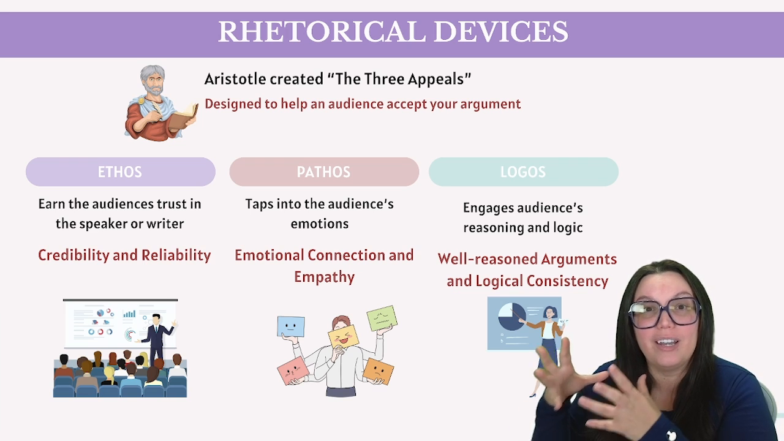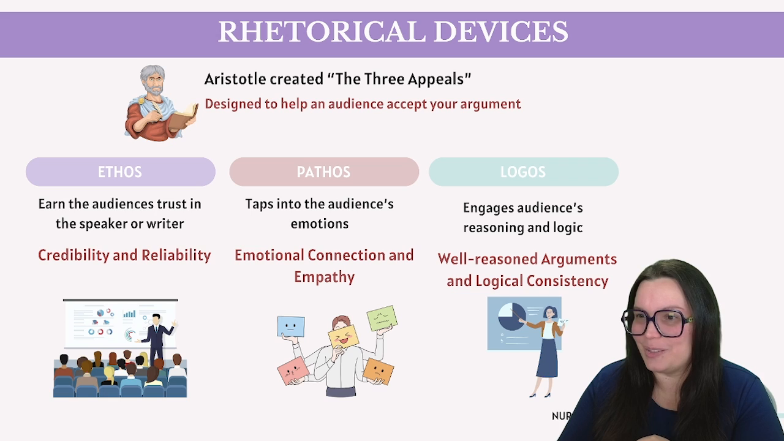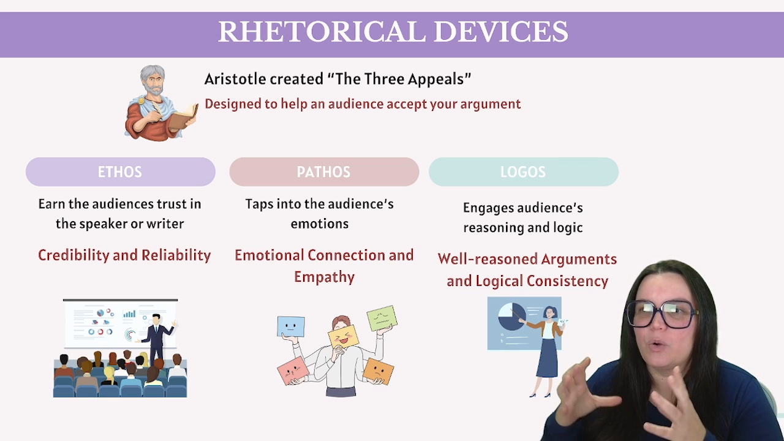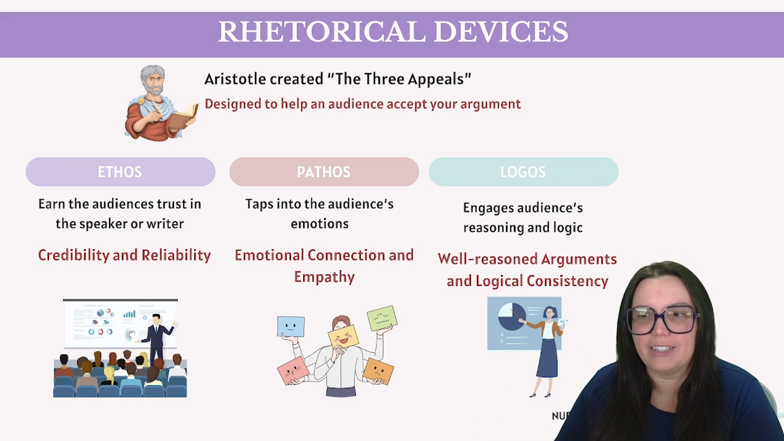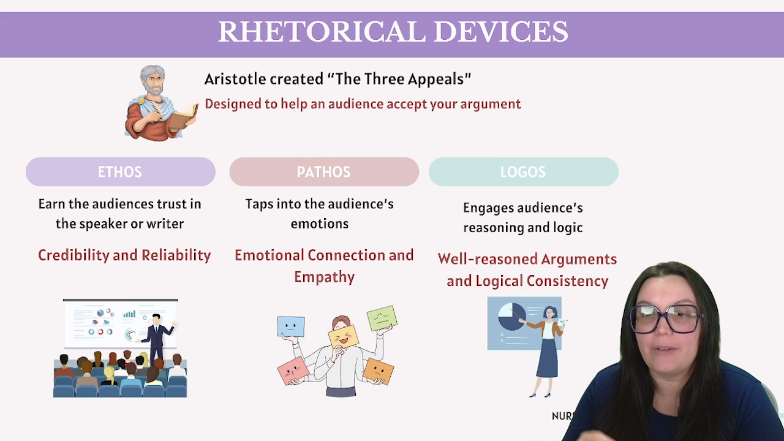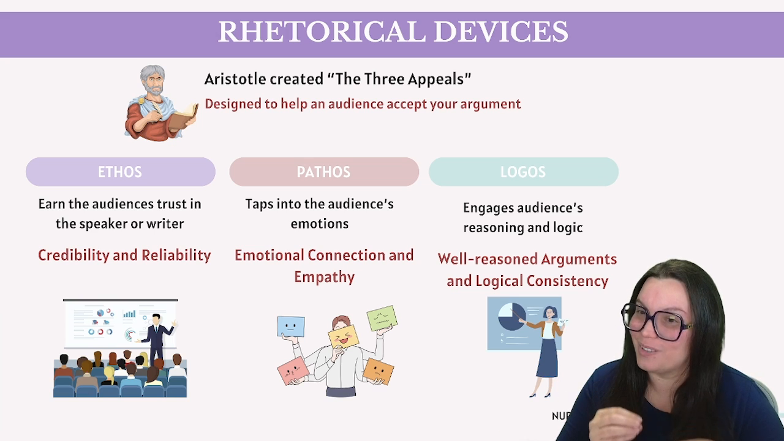These appeals are named ethos, pathos, and logos. Each of them is going to target a different aspect of the audience's response and reasoning. Starting with ethos, ethos seeks to earn the audience's trust in the speaker or writer, emphasizing credibility and reliability.